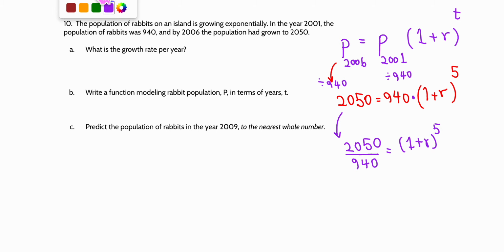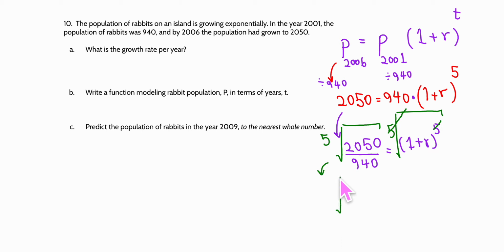Well, I can't really touch that r right now because it has a power, therefore let's remove the power. How? By doing the opposite of having a power of 5. And that is to take the fifth root from both sides. What's going to happen is that this index of 5 right here cancels out the power of 5. And we're going to be left with the fifth root of 2050 over 940, and that equals to, I'm only left with my parentheses, which is 1 plus r.